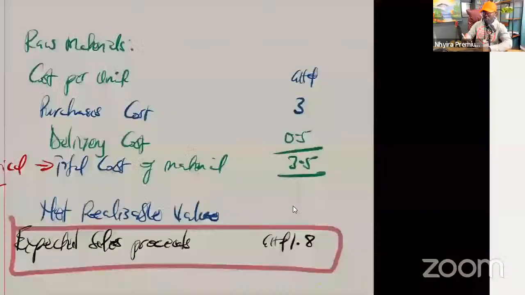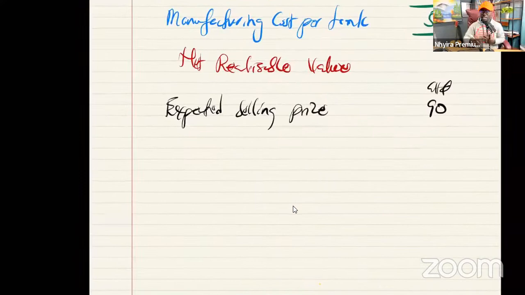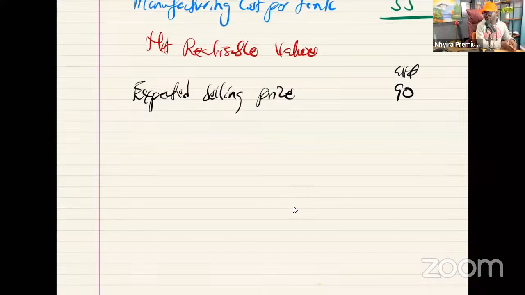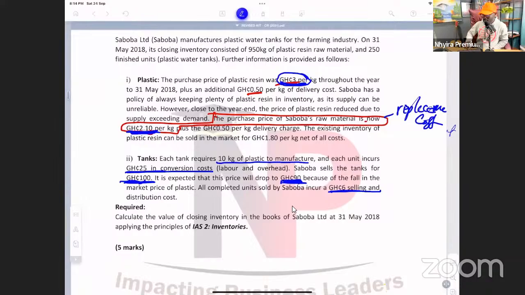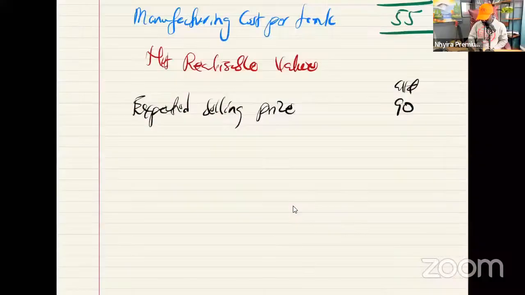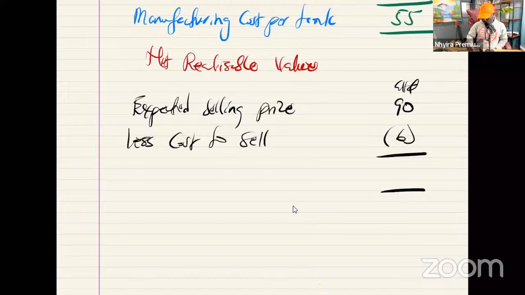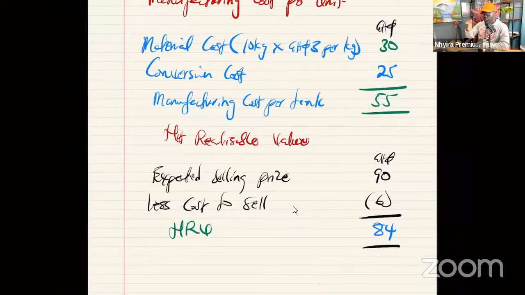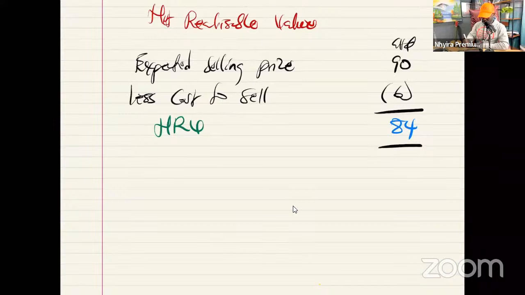Now we have the cost. Let's get the net realizable value. When it comes to getting net realizable value, you have to use the prevailing selling price. So the prevailing selling price is 90. But in the question, we are told that the company will incur a selling cost of 6. So we less cost to sell. So our net realizable value of the finished goods is going to be 84. If you compare the two, which one is lower? The manufacturing cost. As such, the finished goods will be valued at 55, being the manufacturing cost.